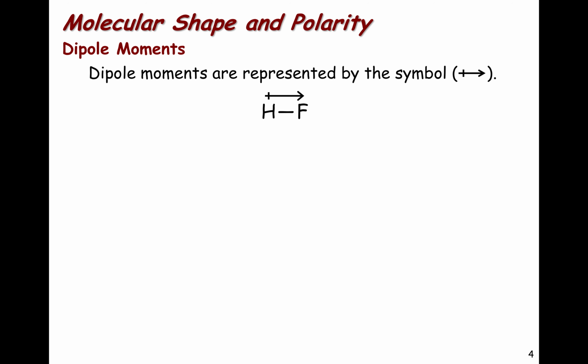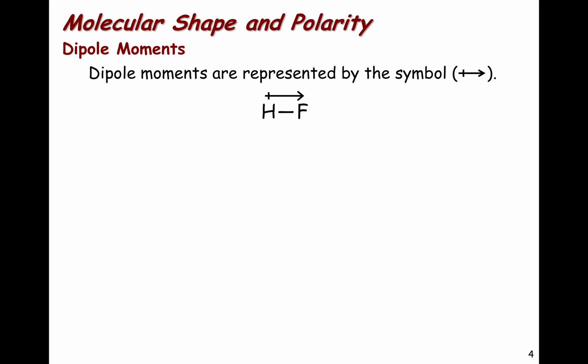At this point, we need to revisit the concept of dipole moments and the fact that various molecules can have polar covalent bonds. A dipole moment is a result of an unequal distribution of electron density within a molecule, often because of differences in electronegativity between two atoms that share pairs of electrons. The example shown here is hydrogen fluoride.